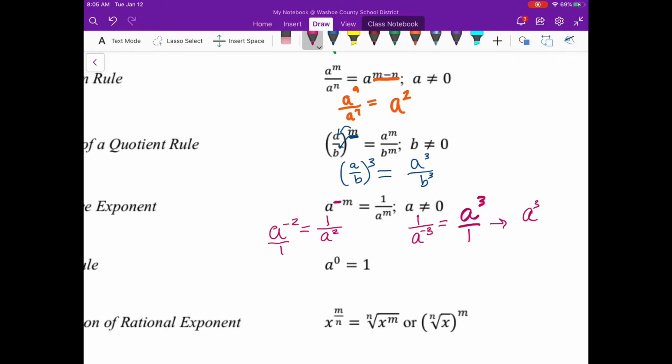Denominator, so I'm just going to write it as a cubed. So by finding the reciprocal, it takes care of that negative exponent. So that's all you need to do there. Okay.